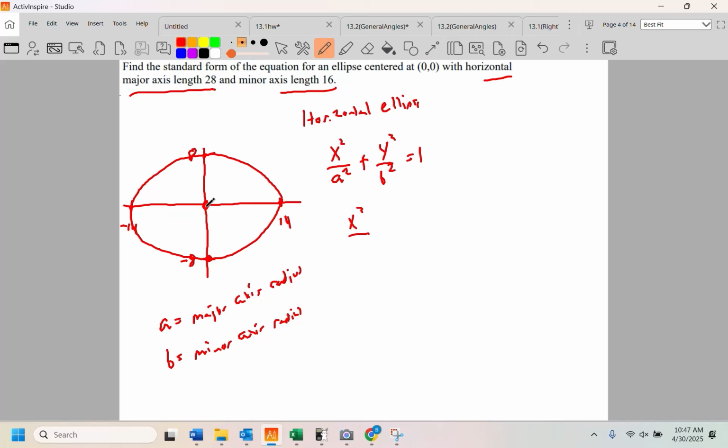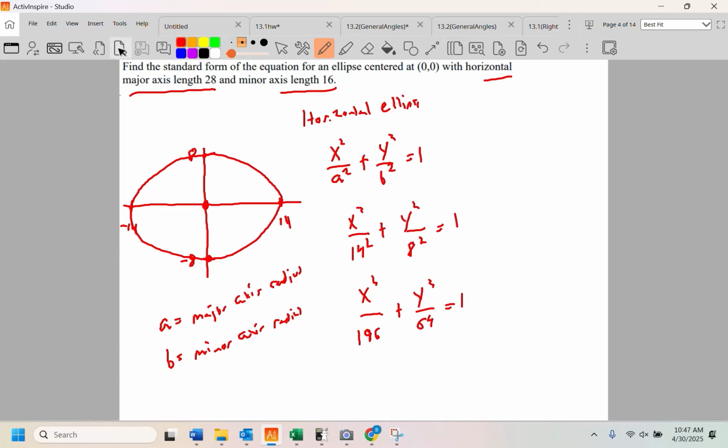A here is going to be 14 because that's the radius here. Ellipses actually have two radii. So it's x squared over 14 squared plus y squared over 8 squared equals 1. And you just do your squaring. It's x squared over 196 plus y squared over 64, and they both equal 1. There you go.